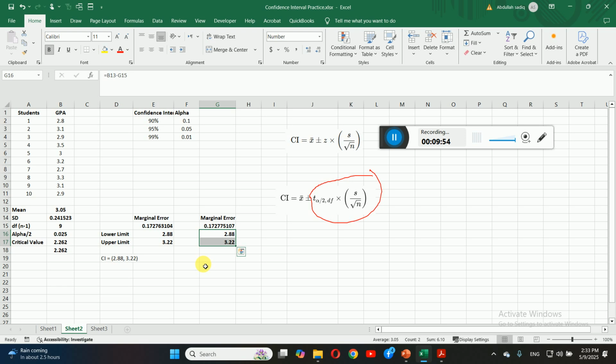Hopefully this session is clear for you. You have learned about the confidence interval based on Z score and T score, inshallah.